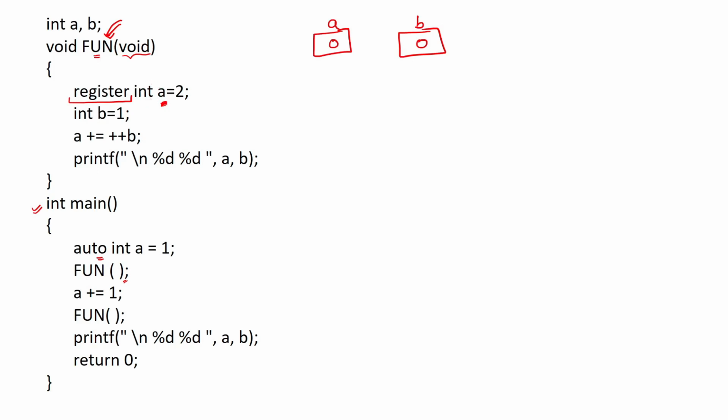Now let's see, a is 2. This a is a local variable having the value 2. So this a and this a are different. This is local and this is global. Now we have another variable b. b is another local variable having the value 1. Now we are executing some instruction here. This is the a plus equal to line.